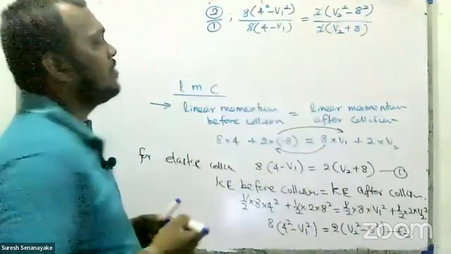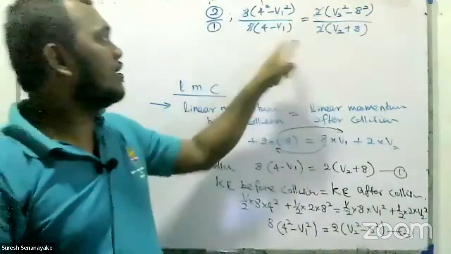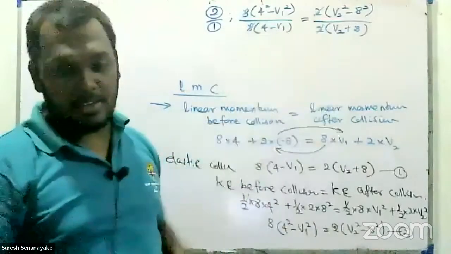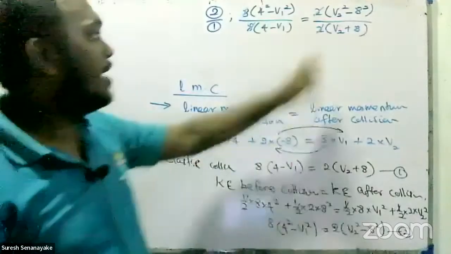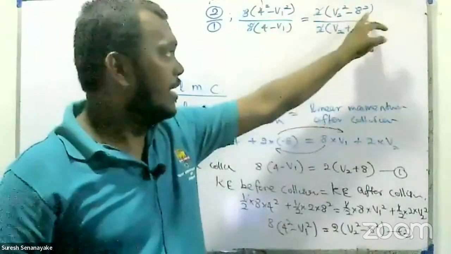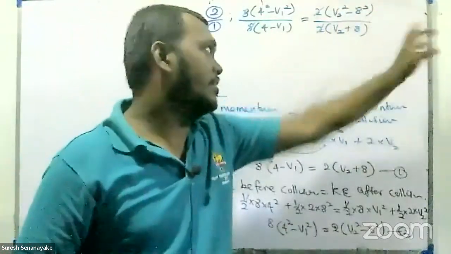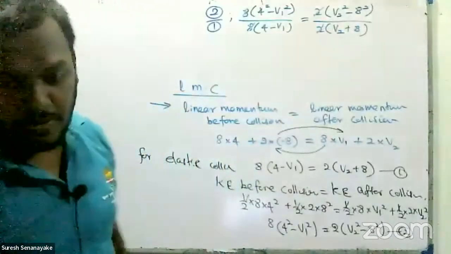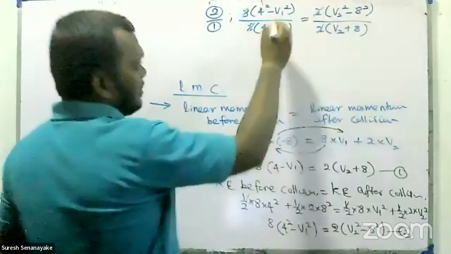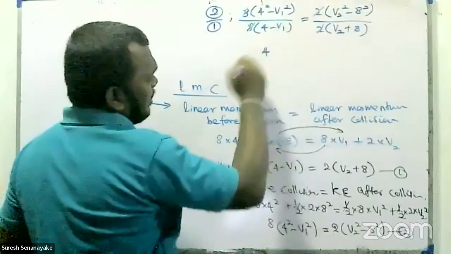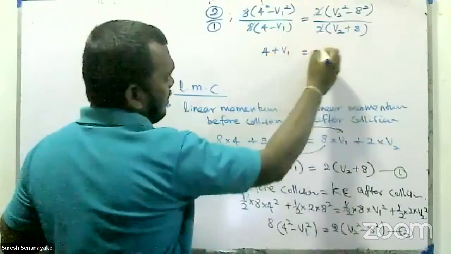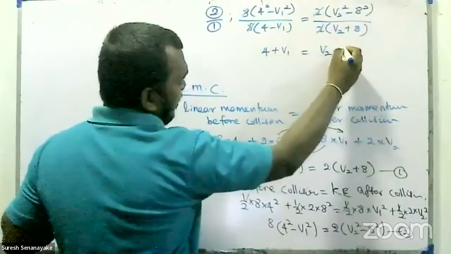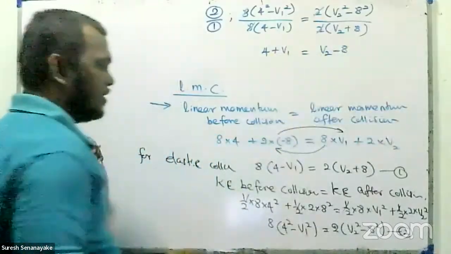Here 4 squared minus v1 squared is 4 minus v1 times 4 plus v1. So the 4 minus v1 cancel. And on this side also, v2 minus 8 times v2 plus 8. That is the difference of two squares. So 1 is cancelled over here, the remaining one is 4 plus v1. Here the remaining one is v2 minus 8. Right?